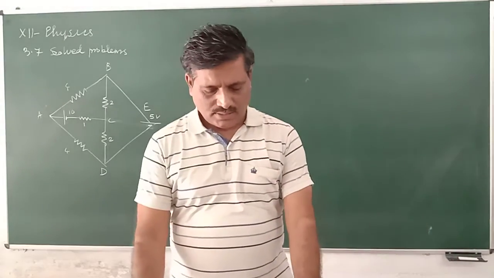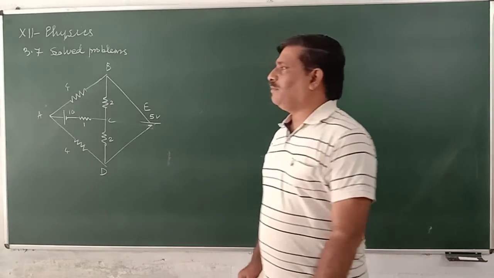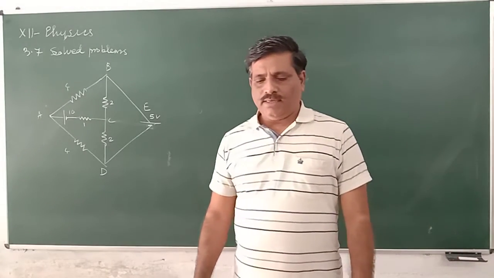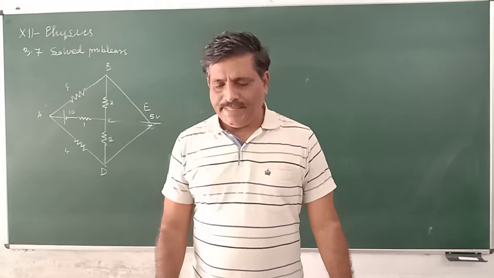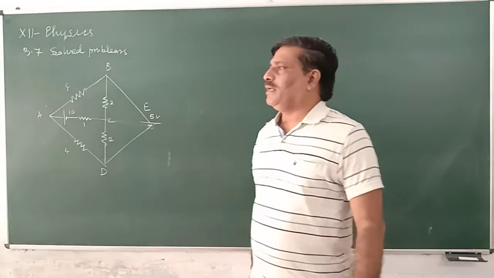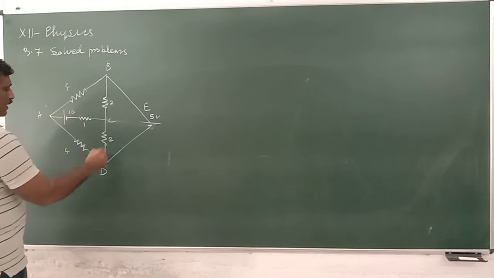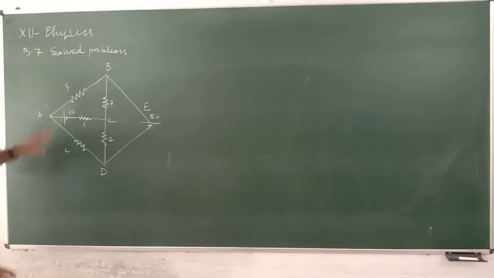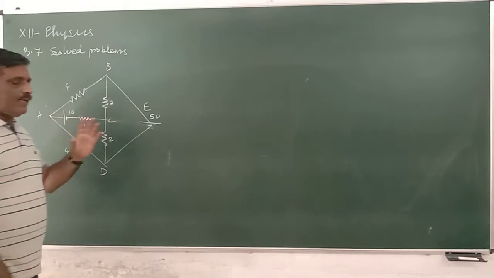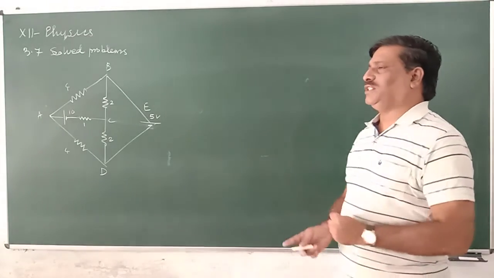Hi friends, now we are going to discuss solve problem 3.7 from the textbook. It reads: determine the current in each branch of the network shown in the figure. This is the figure shown. See that there is A, B, C, D and this is E. It's 4 ohm, 4 ohm, 1 ohm, 2 ohm, 2 ohm. Let us analyze this circuit to find out the current through all branches.